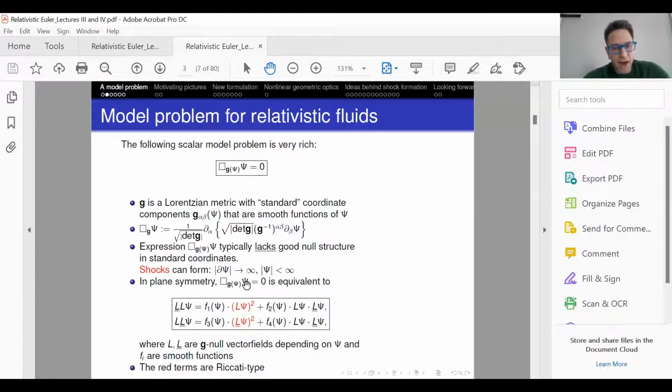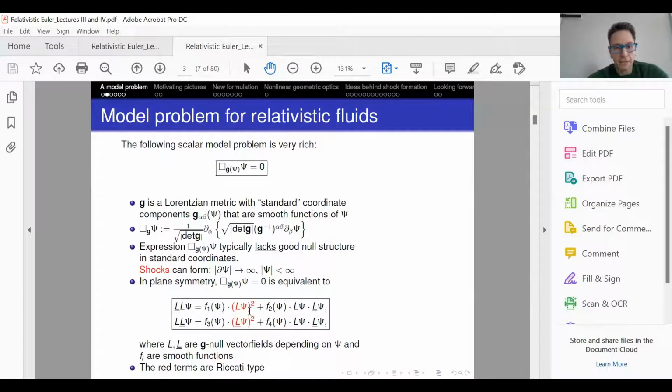If you write out box psi, you can introduce characteristic directions L and L bar, given your favorite Lorentzian metric in plane symmetry. So you can basically emulate what was done in Euler. If you write it out, it's got the principal part, let's say L bar of L derivative of something, but then you get the lower order terms. And so here is what they look like.